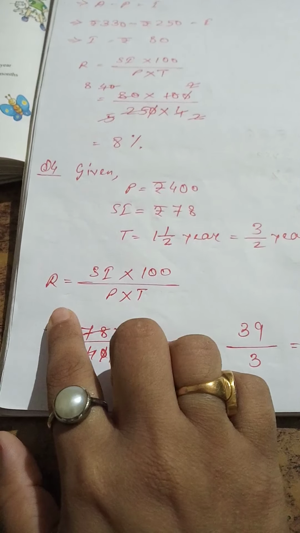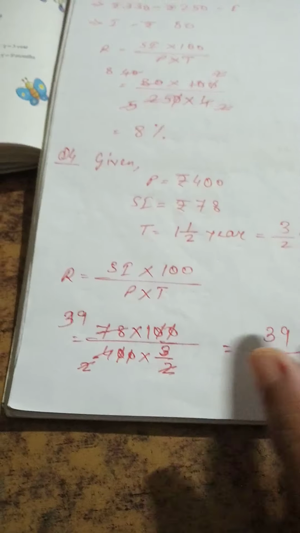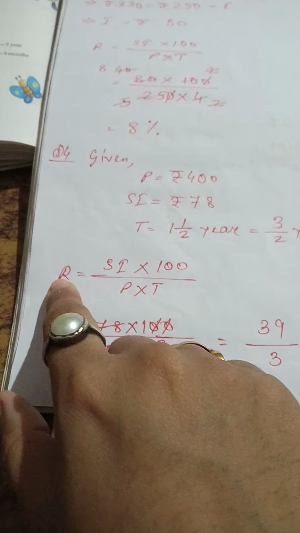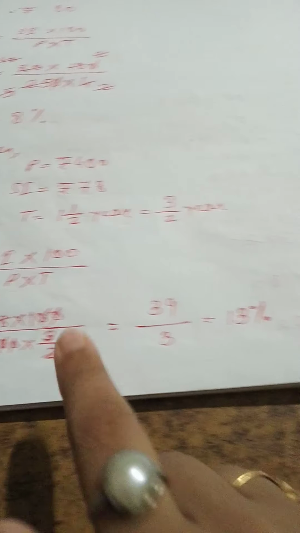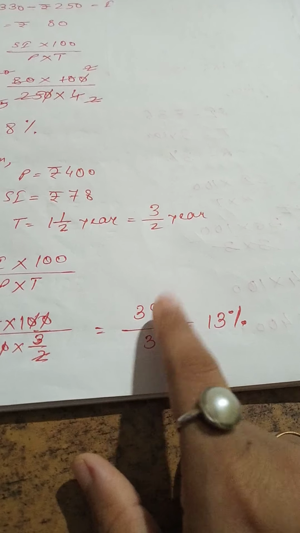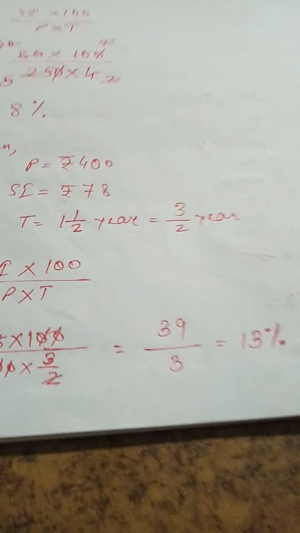So here since simple interest is directly given to us, we will directly apply the formula of rate. R equals to SI into 100 by P into T. I have put all the values, done all the calculation. After calculation, my rate comes out to be 39 by 3 equals to 13%. Alright.